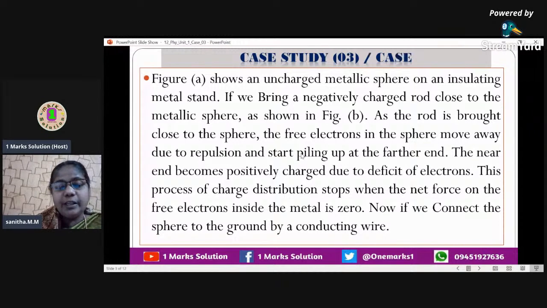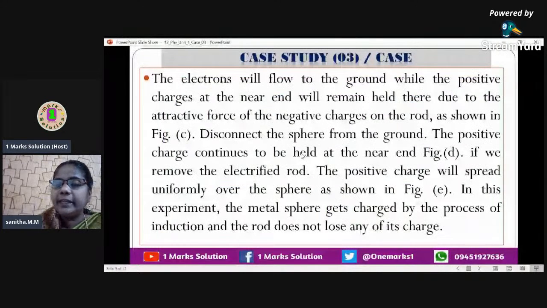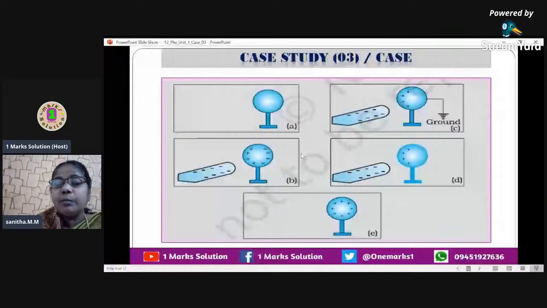That means grounding or earthing, all the charges will move to the ground. That we have explained it once again. The electrons will flow to the ground while the positive charges at the near end will remain held there due to the attractive force of the negative charges on the rod. That is as shown in the figure. You can see the last figure, that means figure D. You can see that the positive charge is still there because of the force of attraction by the negative rod.